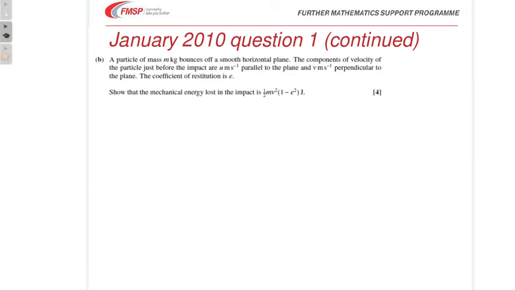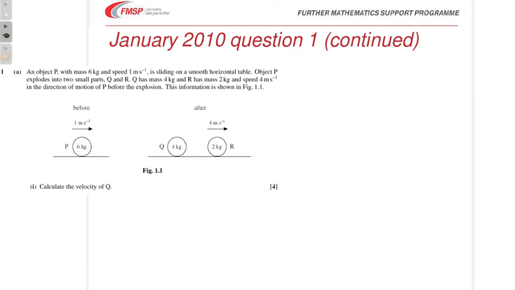Well, the first part is a fairly standard conservation of momentum. It's an object travelling along at 1 meter per second, a 6 kilogram object that explodes into two parts. So all the forces are internal, the impulse is internal, and that means there's a conservation of momentum. So we've got to find the speed of the 4 kilogram portion afterwards. I'll just call it speed V.